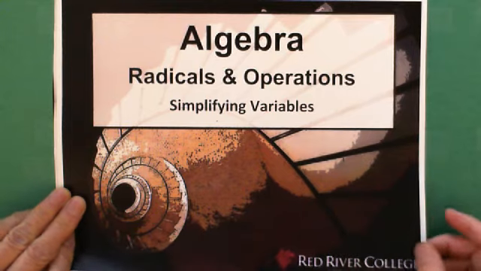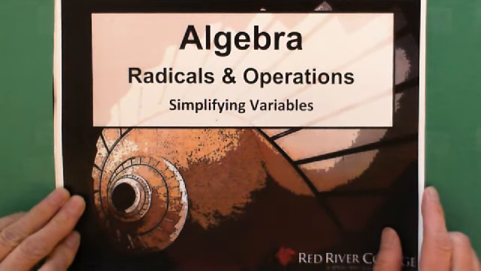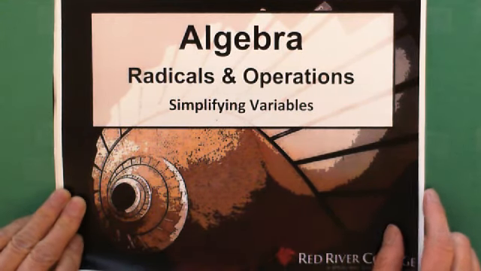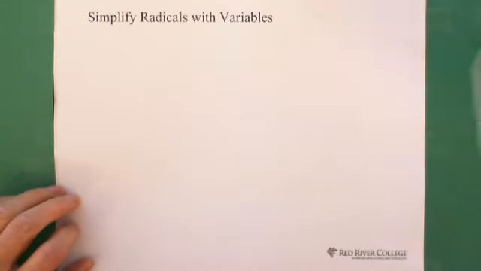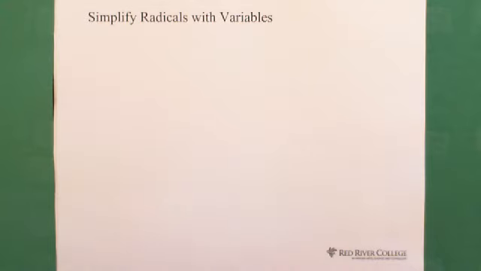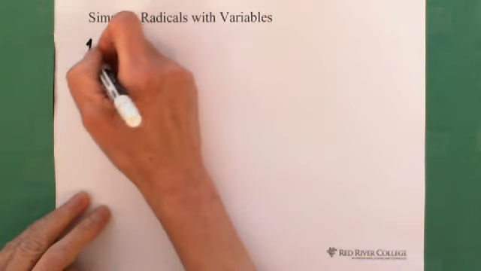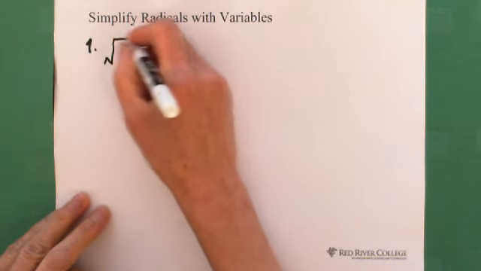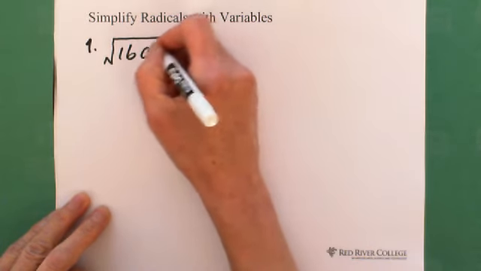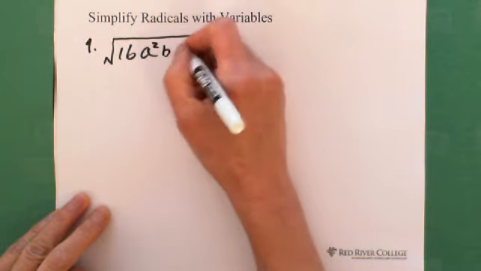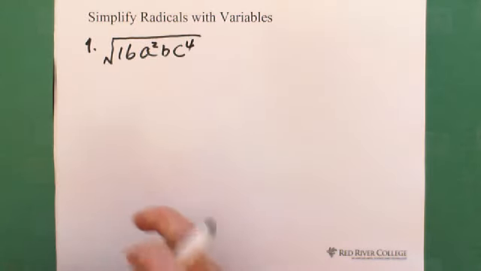This video I'm going to show you is simplifying radicals with variables. The first question is the square root of 16 a squared b times c to the 4 exponent.